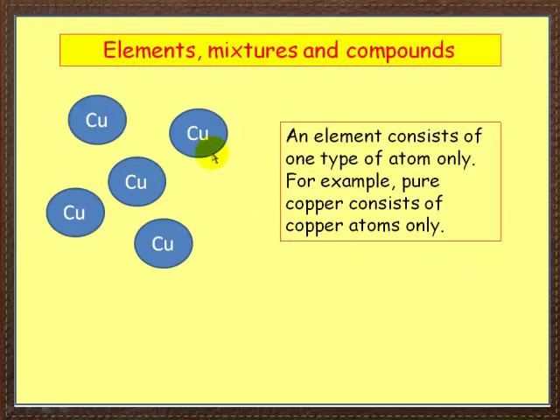First of all, an element consists of only one type of atom. So for example here, copper consists only of copper atoms. If it was gold, it would be gold atoms, sulfur atoms, and so on. So an element consists of only one type of atom.